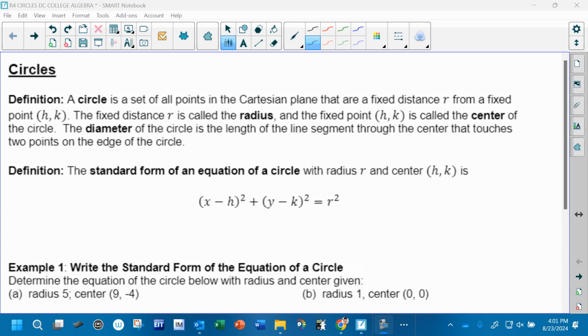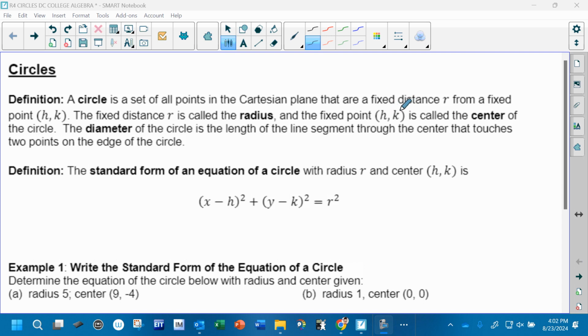All right, so this is our last review section. This is over circles. Many of you should remember circles from geometry, but the definition of a circle is a set of all points in the Cartesian plane that are a fixed distance r from a fixed point (h, k). The distance r is your radius, and the fixed point (h, k) is your center.